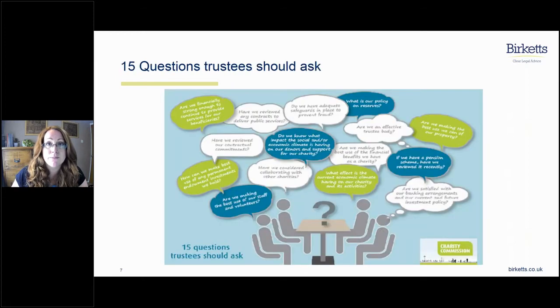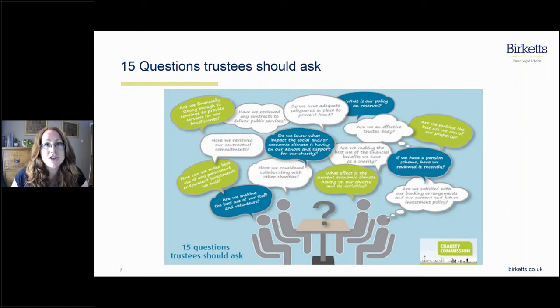When you are carrying out this sort of strategic review, this guidance by the Charity Commission is extremely useful and I thoroughly recommend it. It's called 15 Questions Trustees Should Ask. There is a guidance document on the Charity Commission website that sets out in a bit more detail what they mean by each of the questions and how to use them.